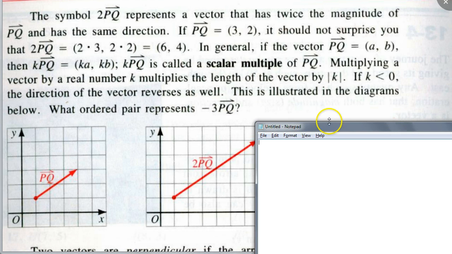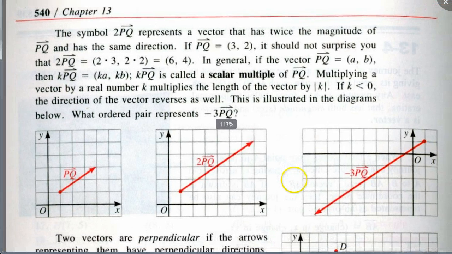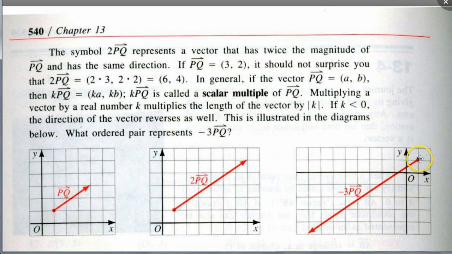On the test, would you give us negative? Yeah. So look at what happens if you multiply this PQ by -3. What do you think this vector is going to be? It'll go to the opposite direction and be 3 times as long. And look, where does it start? It starts at P, doesn't it? You see how it starts at P, goes to the opposite direction, 3 times as long. So that's what happens when K is negative.